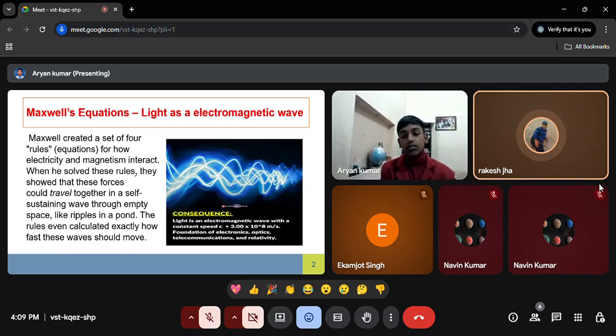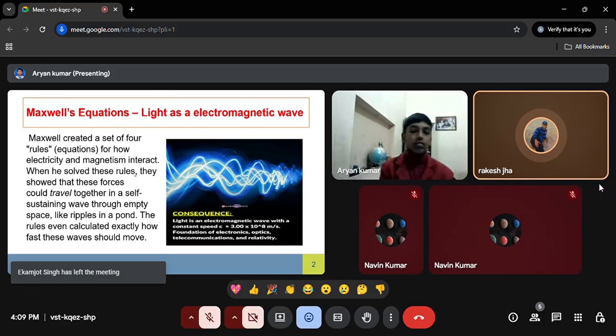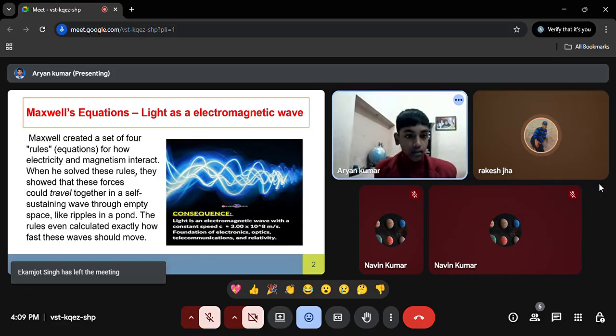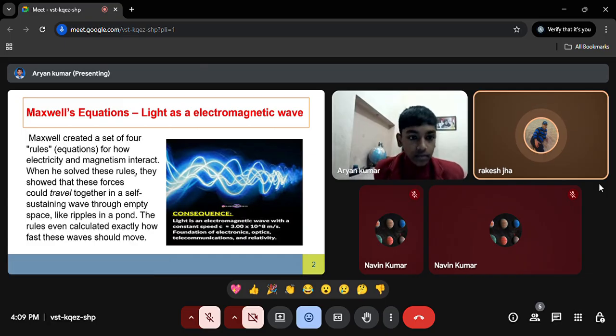Maxwell's equations: light as an electromagnetic wave. Maxwell created a set of four rules for how electricity and magnetism interact. When he solved these rules, they showed that these forces could travel together in a self-sustaining wave through empty space, like ripples in a pond. The rules even calculated exactly how fast these waves should move.